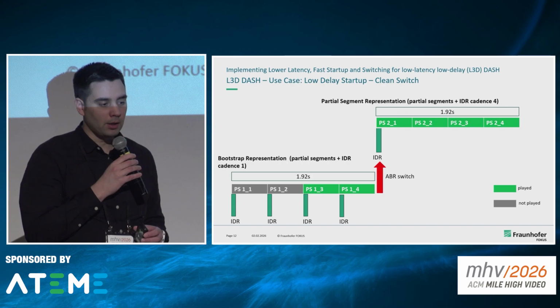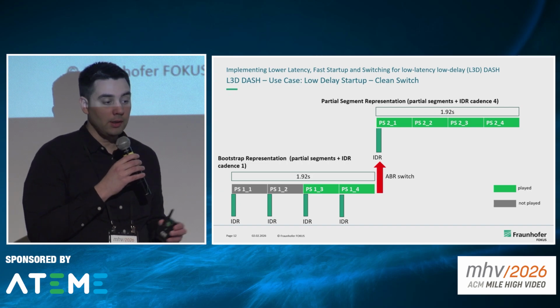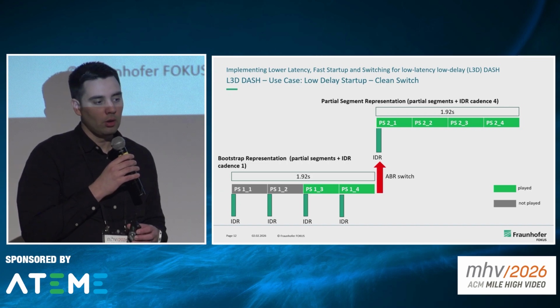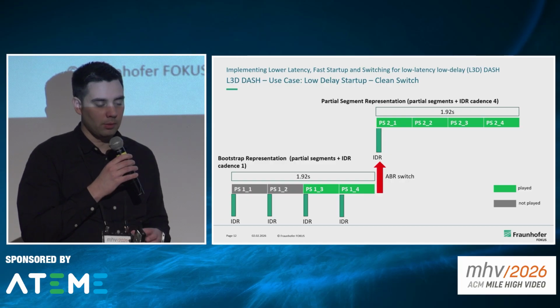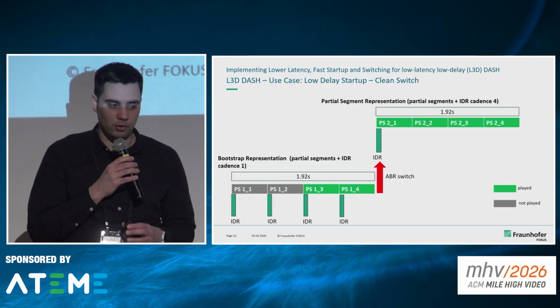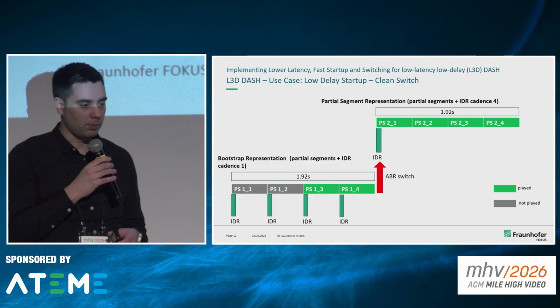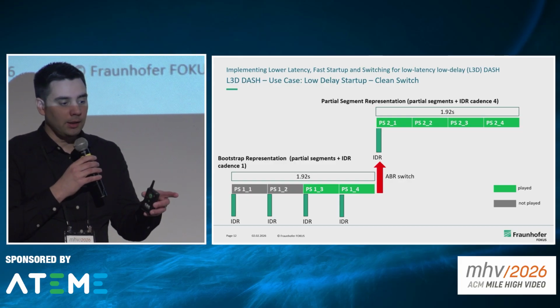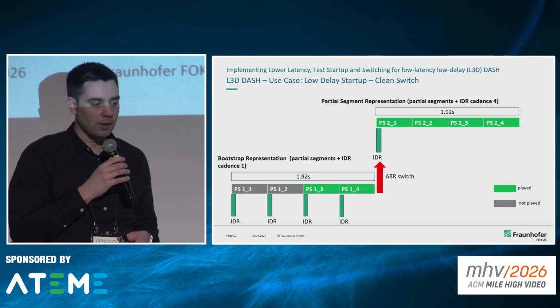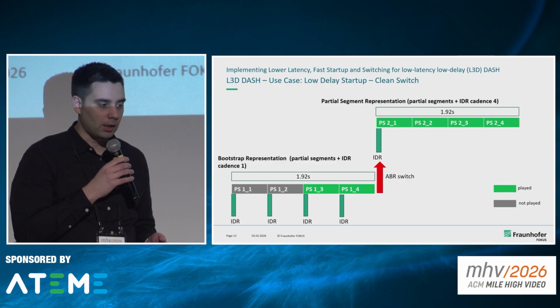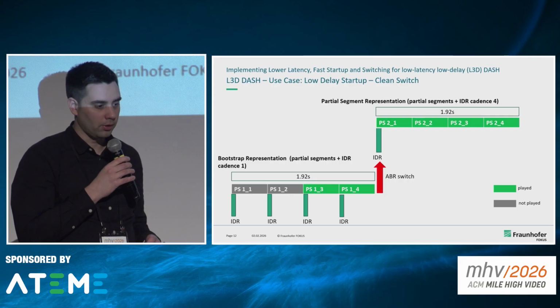Hopefully, we can decode that pretty fast because we have an IDR at the beginning. And then after startup, we would switch to either a full segment representation or a partial segment representation where we have only an IDR at the beginning of each full segment or at the first partial segment of a full segment. So the idea here is really that we can decode that faster because we have an IDR more or less at the time that we join the stream.